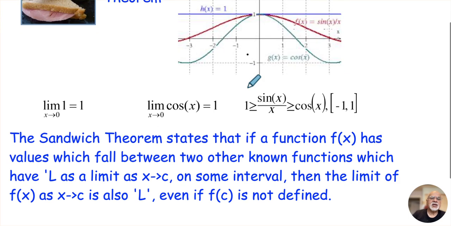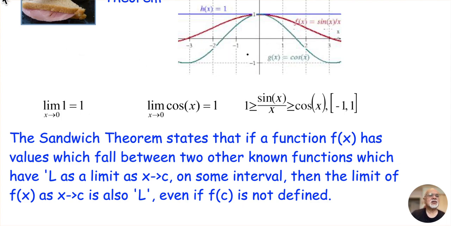So the sandwich theorem states that if a function f of x has values which fall between two other known functions which have limit L as x approaches c on some interval, then the limit of that function as x approaches c is also L, even if f of c is not defined. And so our sine x over x function is sandwiched in between h of x equal to 1 and g of x equal to cos. And since it falls between two well-defined functions at x equal to 0, the limit does in fact exist and is equal to 1. So that's just another way of looking at that limit that we earlier did using derivatives and L'Hopital's rule, which will be covered later on in the course.